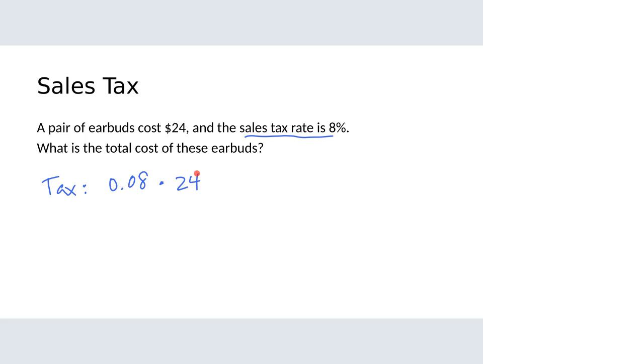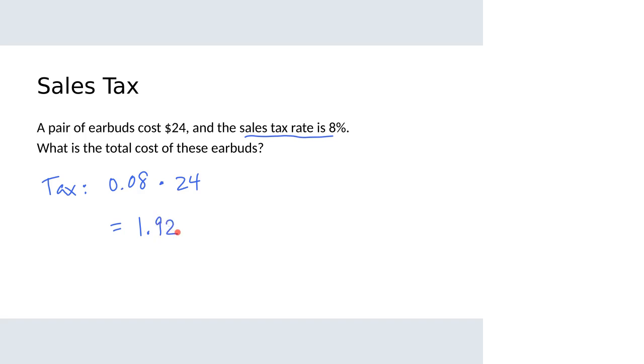And I wasn't very explicit as I wrote that out, so if you have any questions about how come you did 0.08, we just turned this 8% into a decimal. Of is multiply, and the $24 is the cost of the earbuds. So 8% of the cost, that's what we're going to pay in tax. So we'll go ahead and multiply those together. 0.08 times 24 is $1.92.